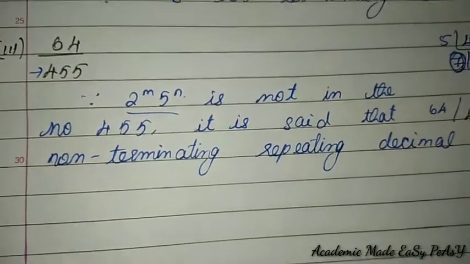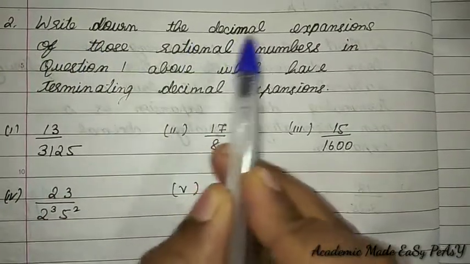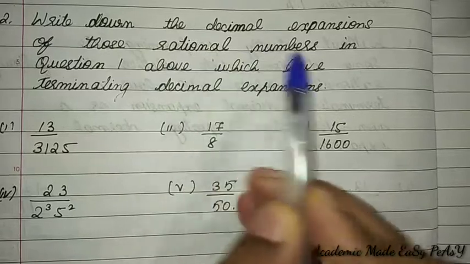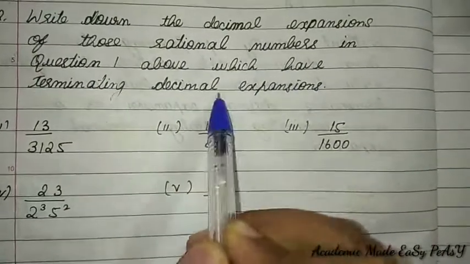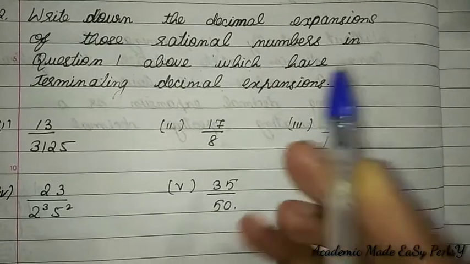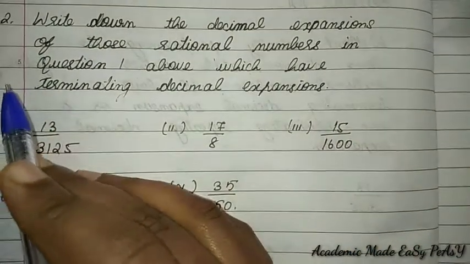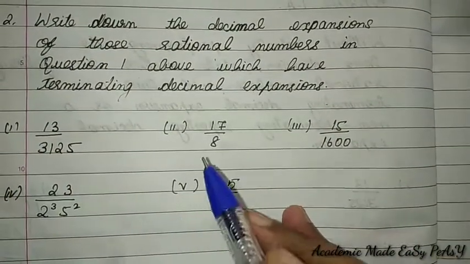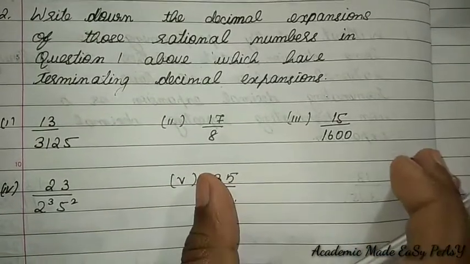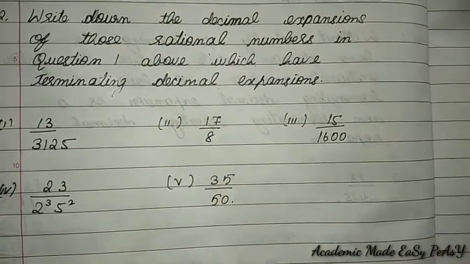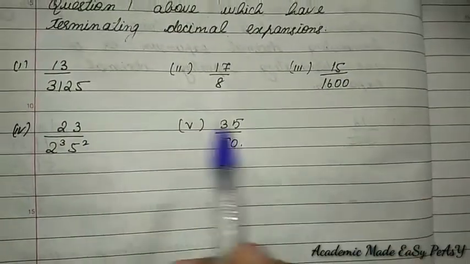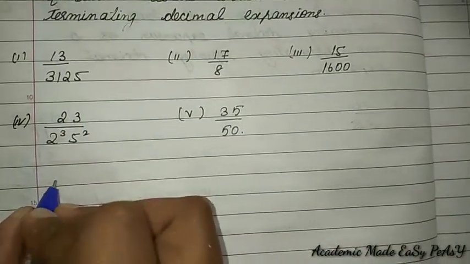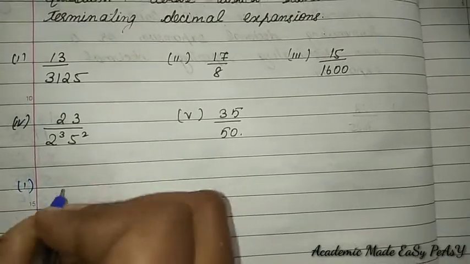Okay. Question 2. Write down the decimal expansions of those rational numbers in question 1 above which have terminating decimal expansion. So in the previous question we saw which ones are terminating, and we have to find only the terminating decimal expansions. So I have taken only the terminating decimal expansions. Okay. So now we'll move on with the first subdivision.